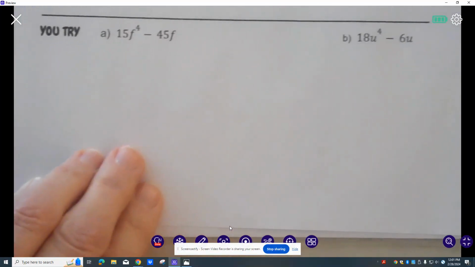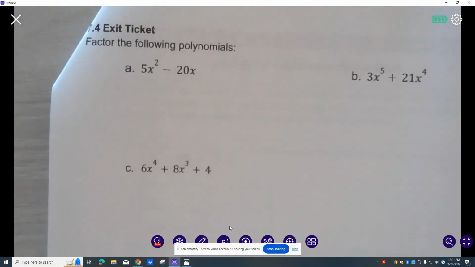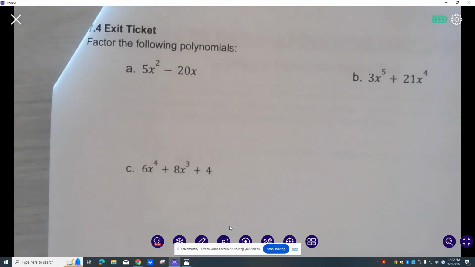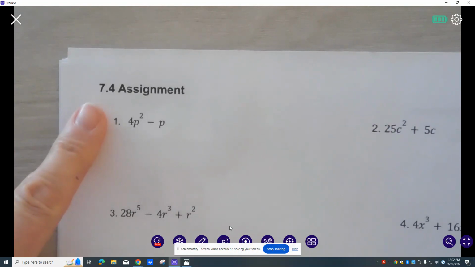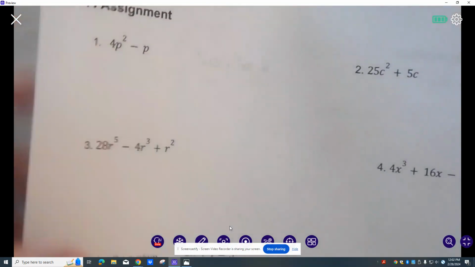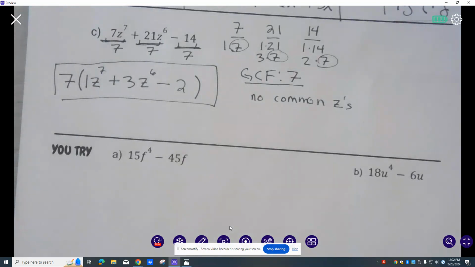You should go ahead and try those your turns, and then when you're in class, you can check those. You should try the exit ticket, and when you're in class, you can get those checked. And then if you haven't yet, then the last thing you would do is the 7-4 assignment. So pages 24, 23, and the bottom of 22 are all opportunities for you to practice.